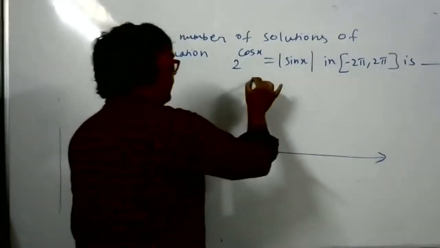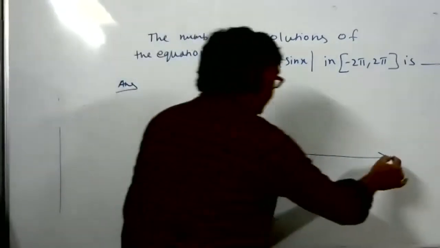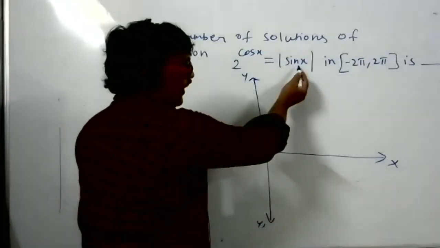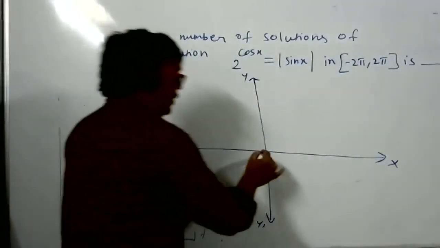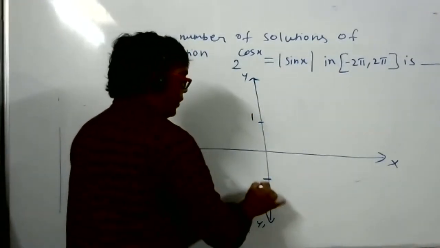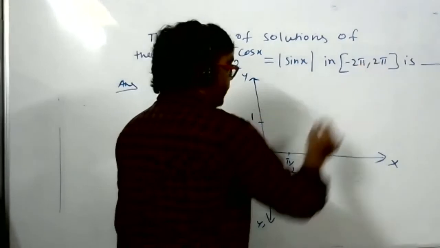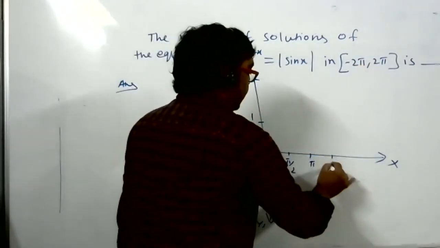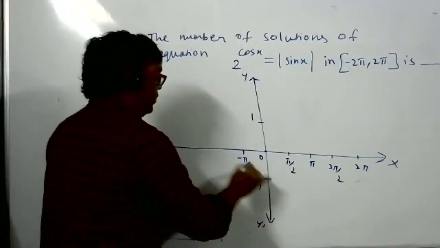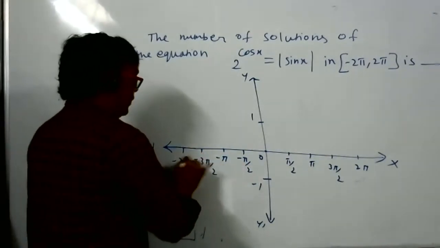Suppose I will draw the graph of the right hand side. Nobody will copy now. X dash, y dash. It is not sin x. Right hand side is mod sin x. Sin x will be between 1 and -1. So here 0, pi by 2. We are interested in 2 pi. Pi, 3 pi by 2, 2 pi. Only 2 pi. And on the left hand side, minus pi by 2, minus pi, minus 3 pi by 2, minus 2 pi.